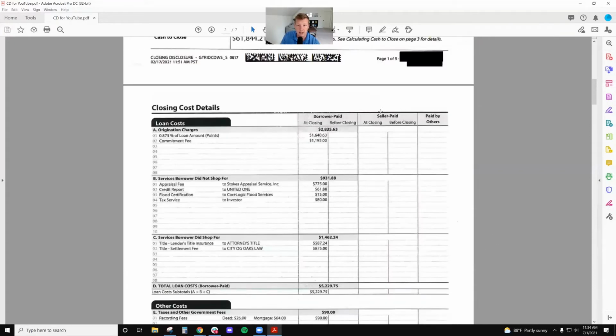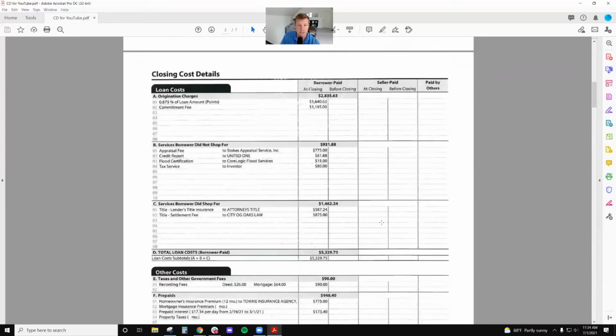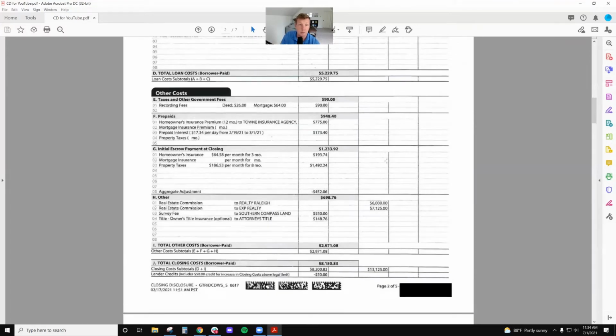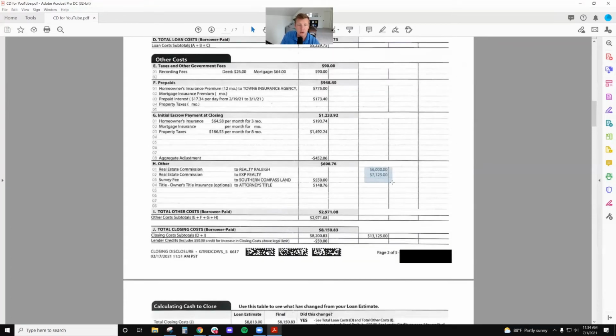Now on the right-hand side, we've got the seller paid, right? So this was borrower paid closing. Everything that we just talked about, the left-hand column was borrower paid closing. But on the right-hand side, we have seller paid closing. You'll notice all of their rows are blank because they're not getting a loan and they don't have closing costs other than these two closing costs. And these are real estate commissions paid to the seller rep and then the buyer rep.